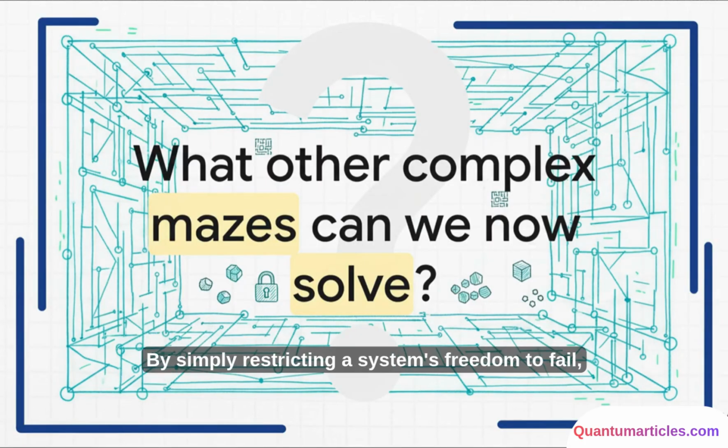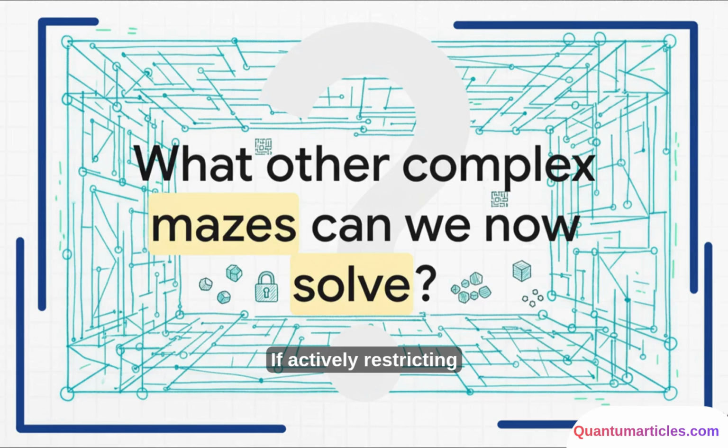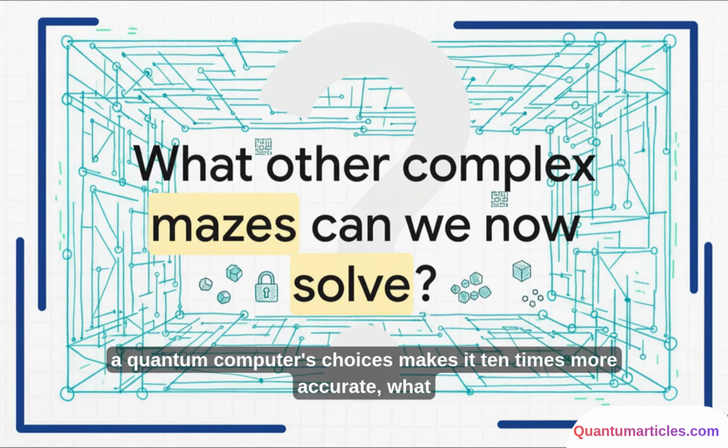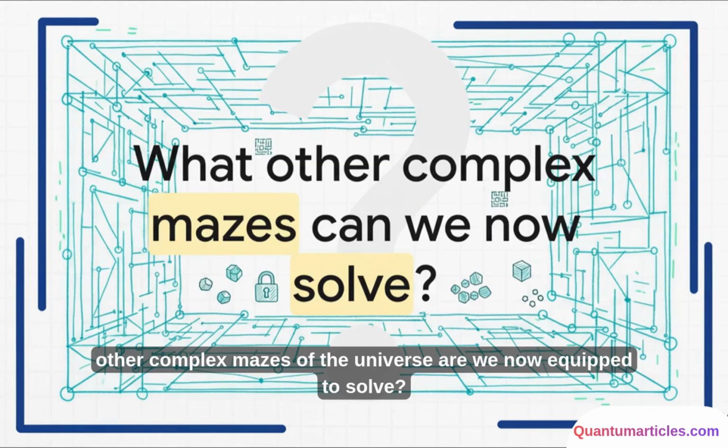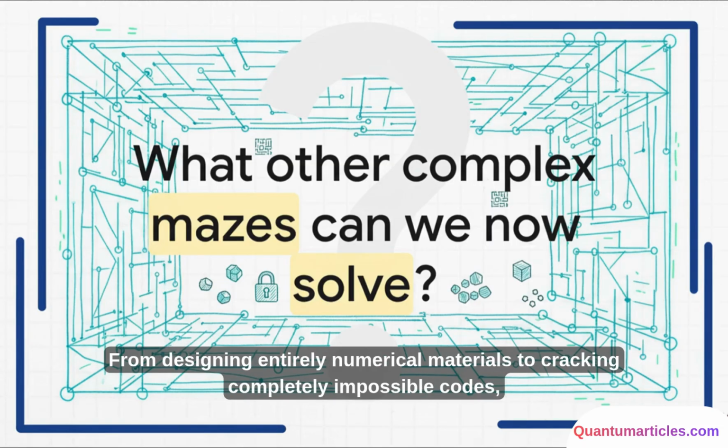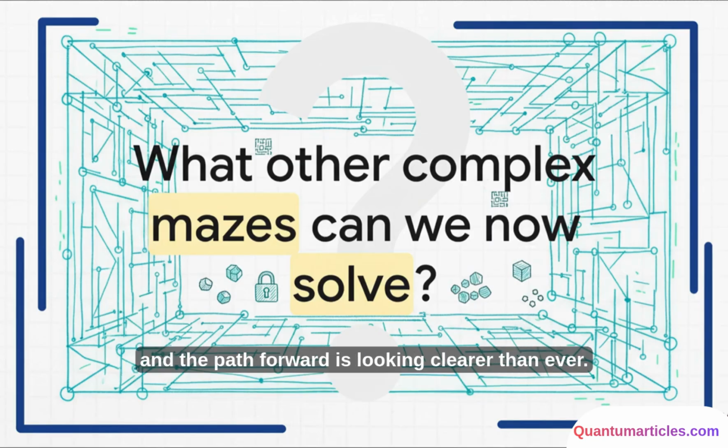It's honestly amazing to think about. By simply restricting a system's freedom to fail, we're actually unlocking its true computational power, and it leaves us with this really thrilling question to ponder. If actively restricting a quantum computer's choices makes it 10 times more accurate, what other complex mazes of the universe are we now equipped to solve? From designing entirely new materials to cracking completely impossible codes, the guardrails are finally up and the path forward is looking clearer than ever.